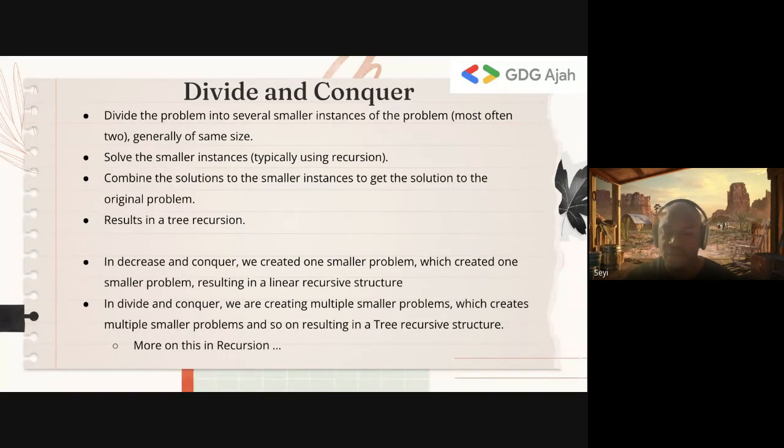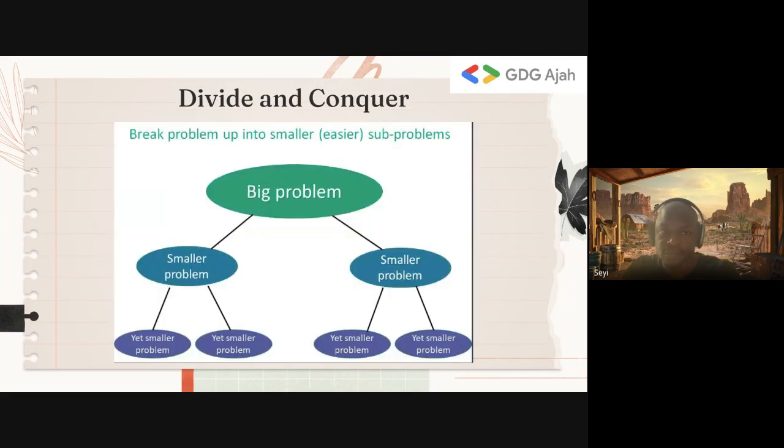In decrease and conquer, we're creating one smaller problem, which creates another smaller problem, and that results in a linear recursive structure. In divide and conquer, we are creating multiple smaller problems, which create multiple smaller problems, and so on. And that results in a tree recursive structure. We'll talk about this in recursion. But essentially, the idea of divide and conquer is I have a big problem. I can't solve it. It's too much work. And I'm lazy. But I can break it down into smaller problems.